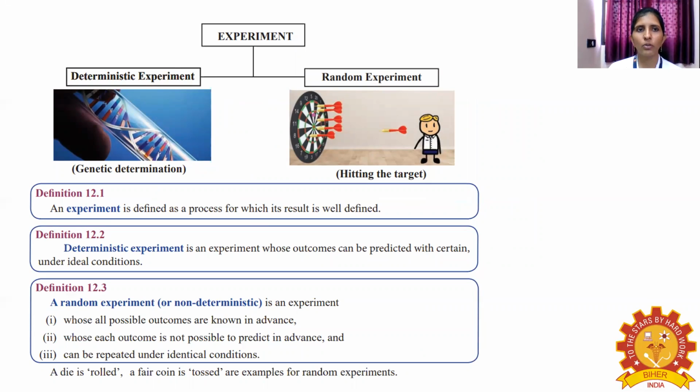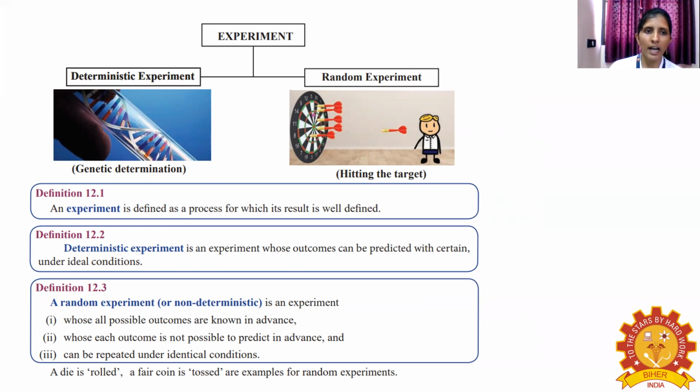So there are two different types of experiment. One is the deterministic experiment and the other one is the random experiment. Okay, so a deterministic experiment is, for example, a genetic determination. And hitting a target is said to be a random experiment. Okay, so let us see the definition first.